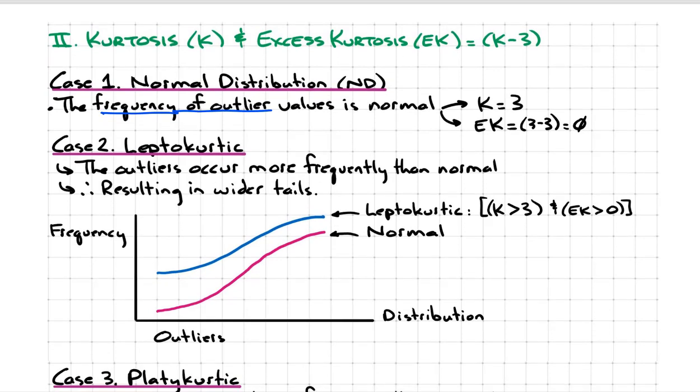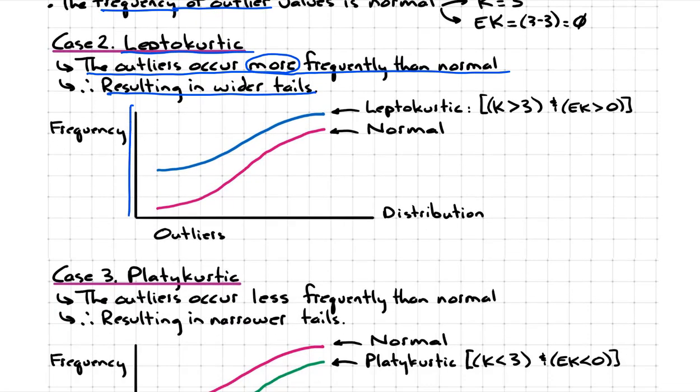So in the second scenario, we're looking at leptokurtic, and here the outliers occur more frequently than normal, therefore resulting in wider tails. What's the connection? Remember the vertical scale measures frequency. In other words, how often do we observe these values? So here's the outlier. So we know the outlier is occurring in the tails, right? But assuming this is our benchmark, the normal, so the red line is normal.